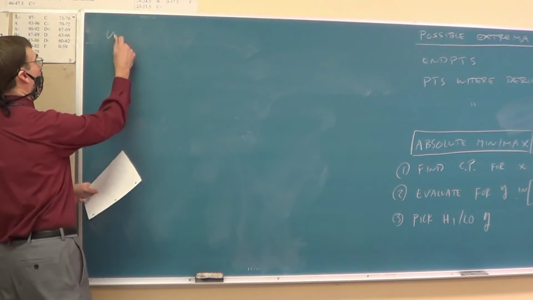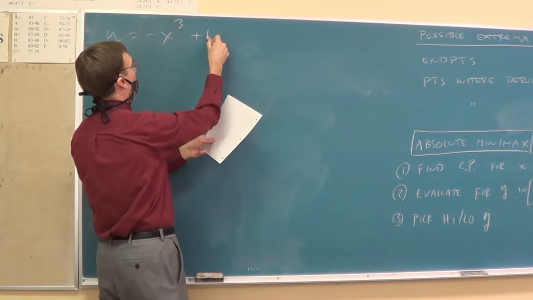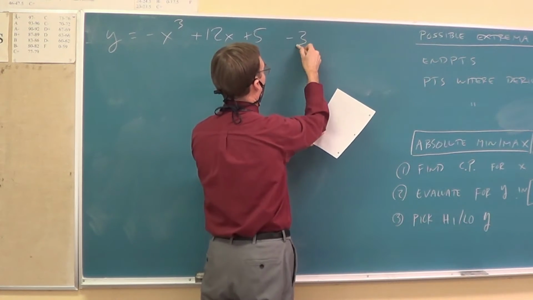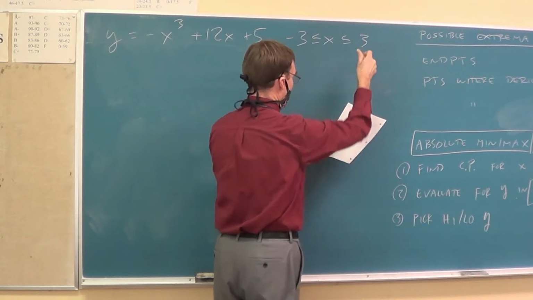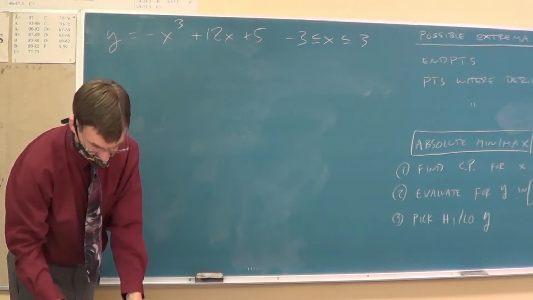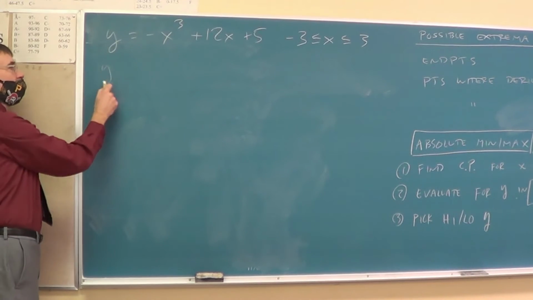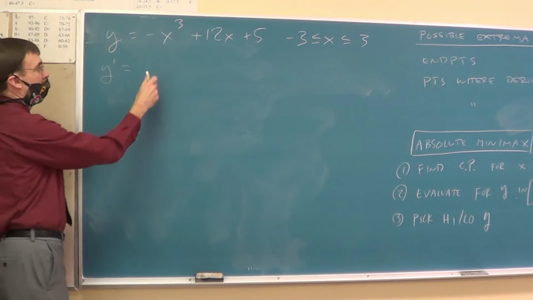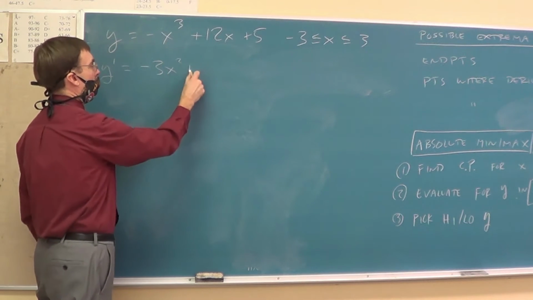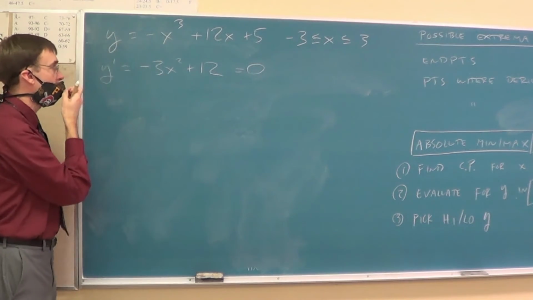So I have y equals negative x cubed plus 12x plus 5, staying between negative 3 and 3. And away we go. So first move, as always, just do the derivative. The derivative will be negative 3x squared plus 12. Agreed? We're always worried about that derivative equaling 0.